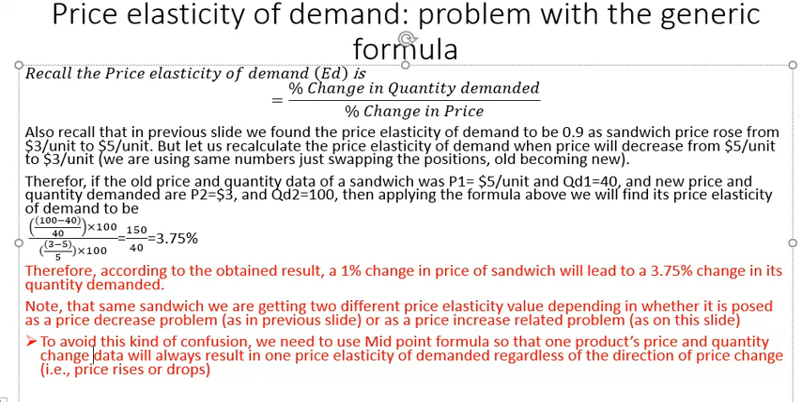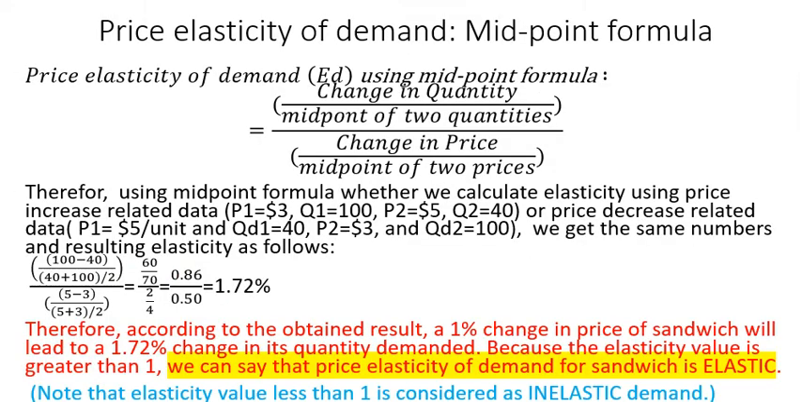So the midpoint formula for the price elasticity of demand calculation is this: change in quantity, not percent change though, it's just the difference between those two quantities, over the midpoint of those two quantities. How do we get the midpoint of two numbers? We add those two numbers up and divide them by 2. And in the denominator, change in price, not the percent change, is the absolute difference between those two numbers.